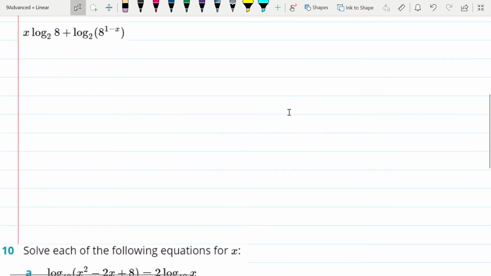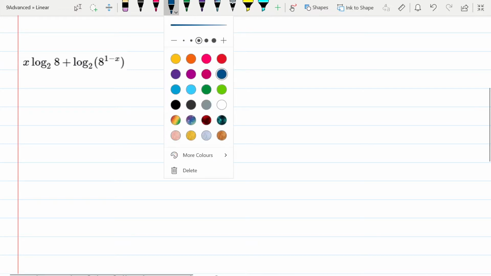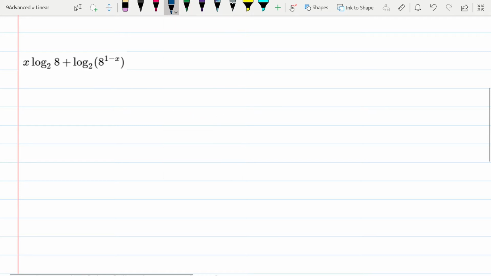Let's look at a more complex example. We've got x times log of 8 to the base 2 plus log of 8 to the power of 1 minus x to the base 2. The good news is we can see we've got the same bases in our logs. So let's move everything outside those logs.